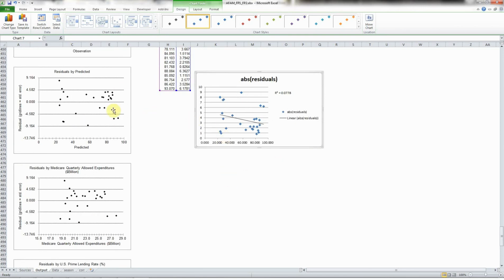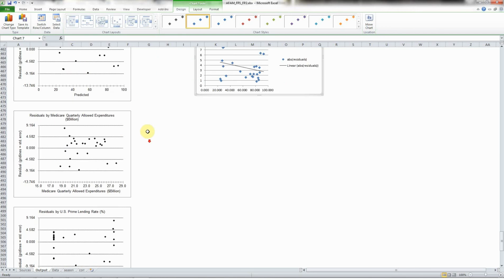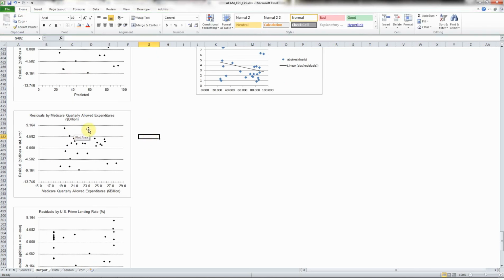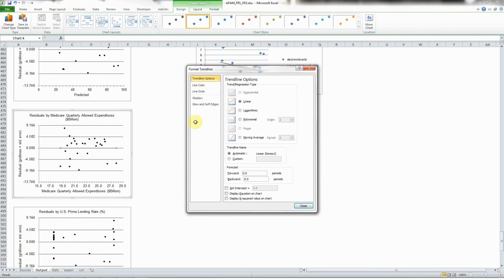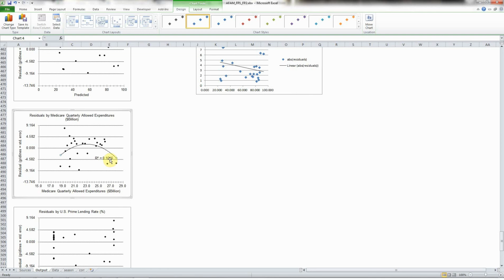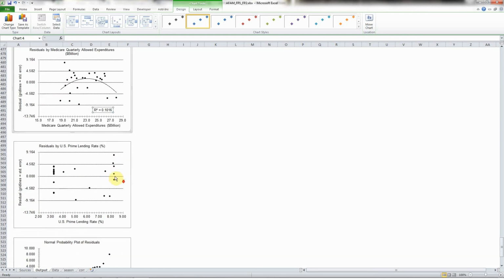So this is the equal variances one, and this is going to be the linearity for a monthly quarter. Again, I don't see any smile or frown patterns, but if you're concerned and want to double check, you can add a trend line. This time I'm going to add a polynomial trend line with an R squared there. And I see that I don't get an R squared of greater than 0.2, so I'm okay there.